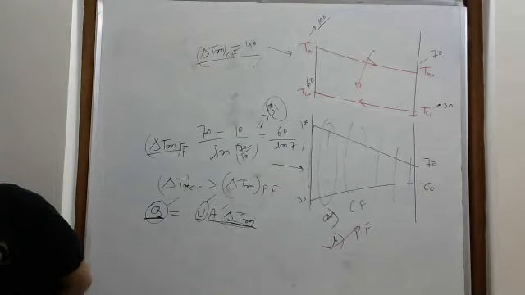And hence for a given heat transfer, more surface area is required for a parallel flow heat exchanger, because the logarithmic mean temperature difference, LMTD, you write in short, LMTD is low for a parallel flow heat exchanger.